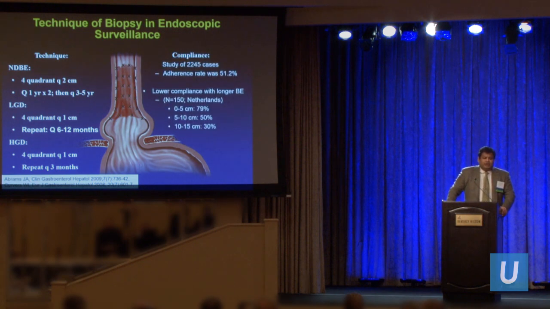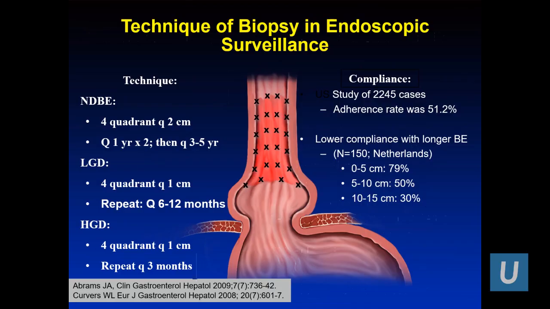Do we do this? Well, it turns out both in the United States and in the Netherlands, compliance is poor. In the US, only 50% of biopsies are taken according to the Seattle Protocol. In the Netherlands, it's even worse. You see that the longer the segment, where you have more Barrett's, the fewer the biopsies are, the less the compliance. So the more there is, the worse we do. And that may be due to time, fatigue, other issues.